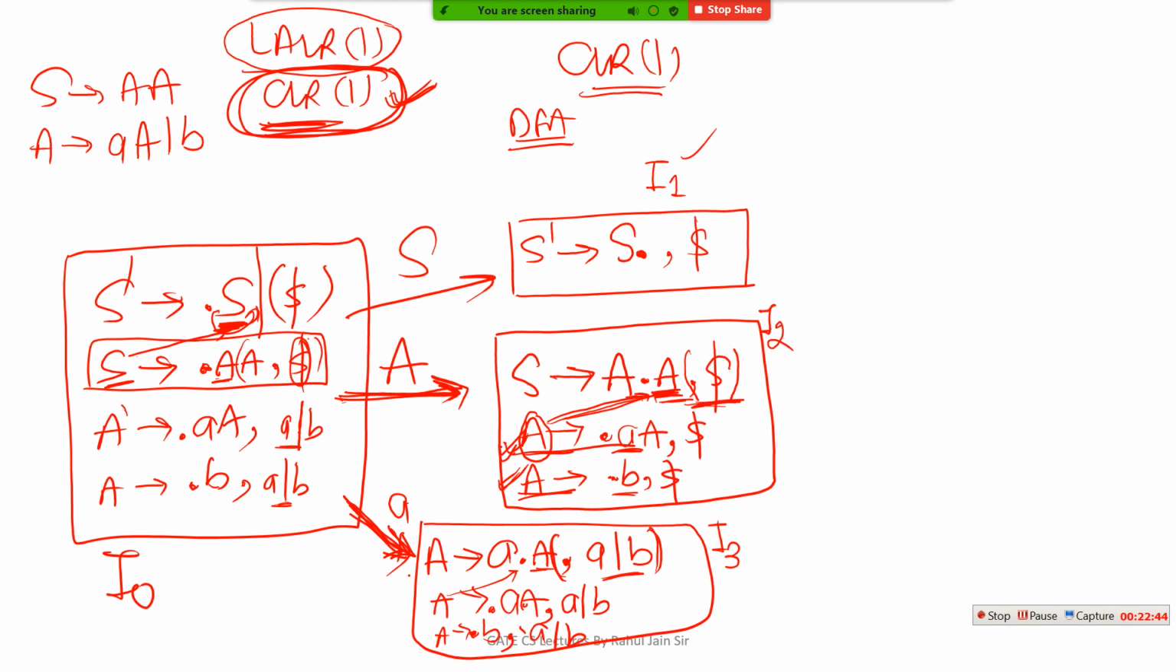While doing transition, look ahead will not change. But while doing closure it is this kind. This is the closure. While doing closure, look ahead may change, depending on the previous transition. So guys, it is my I3 state.